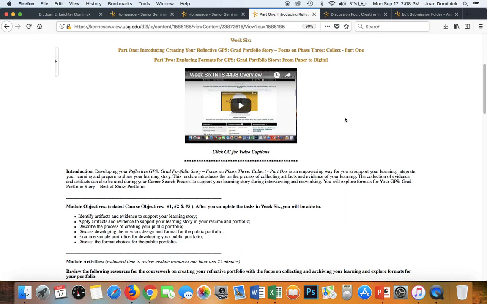The module for this week, as I said, part 1, introducing creating a reflective portfolio, grad portfolio story, focuses on phase 3, collect part 1. And once again, that is looking at what evidence you want to collect. Are you going to write a narrative, have videos, artifacts, coursework, whatever is the evidence that you'll be looking at. And then part 2 is exploring the formats for the GPS grad portfolio story from paper to digital. Remember, the mission, design and format is up to you.